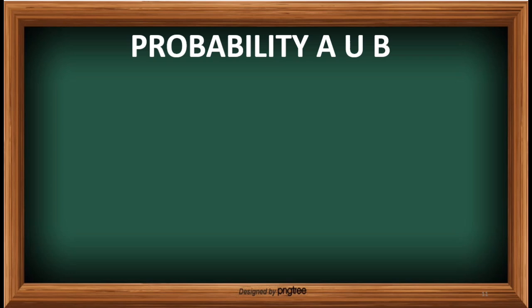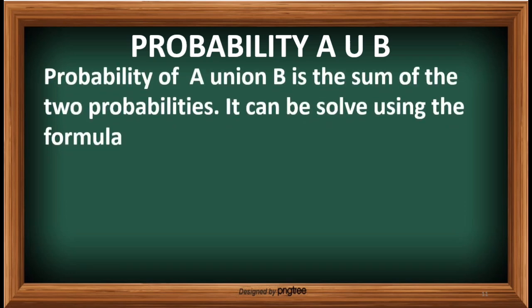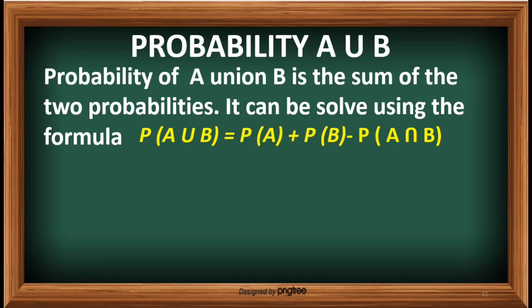Let's describe the other formula in finding the union of two events. The probability of A union B is the sum of two probabilities and can be solved using the second formula. The probability of A union B is equal to the probability of A plus the probability of B minus the probability of A intersection B. This time, there is a common element between event A and event B.